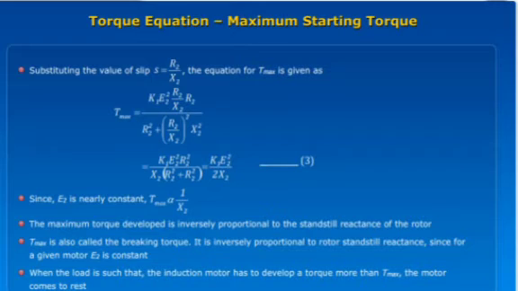Behavior at lower speeds, speeds much lower than synchronous speed. At speeds much lower than the synchronous speed, s squared X2 squared is far larger than R2 squared. The equation can be written accordingly: at low speeds, the torque of the induction motor is inversely proportional to the slip.